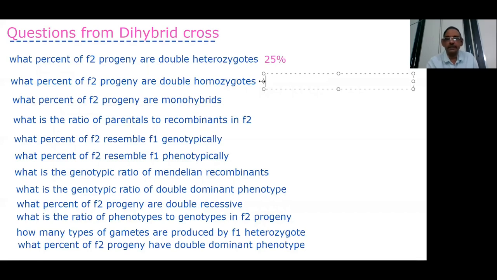4 by 16, that is 1 by 4, 25%. That's the answer for the second question. Third question: what percent of F2 progeny are monohybrids?